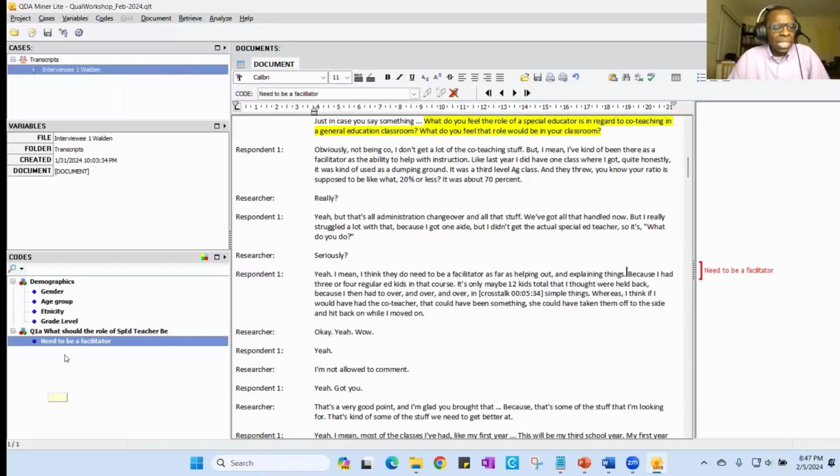So this is basically need to be a facilitator. So I'm actually going to highlight this, whereas I think if I would have had a co-teacher, I'm going to double click this to say it's an extension of that particular idea.